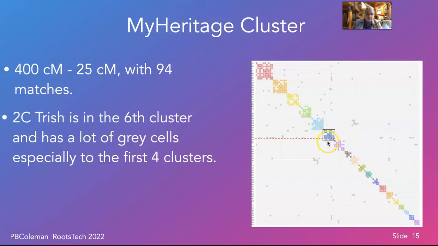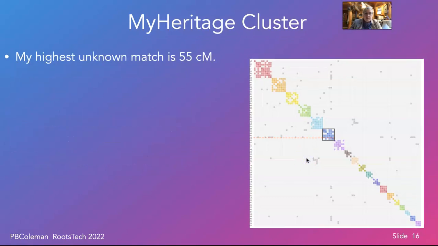My cousin Trish, second cousin, is in this blue cluster here that I've put a box around, and the red line underlines a bunch of gray cells that she has that match particularly the first 4 clusters here. My highest unknown match on MyHeritage is 55 centimorgans, and I've called him Joe Smith. It's not his real name. He lives in Ireland. He's in cluster number 1.